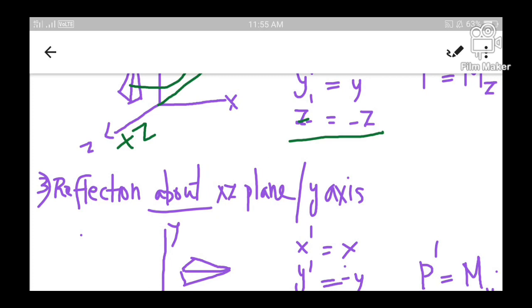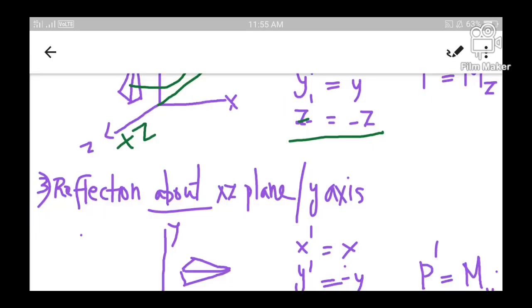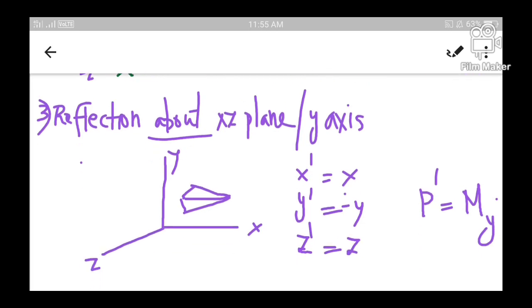Remember, we are performing a reflection about the xz plane. That means there is no change to the parameters x and z even after reflection. So the values that x and z occupy before reflection will be retained even after reflection. No change in x and z parameters, but since it is a reflection about the y-axis, after reflection the y parameter changes to negative.